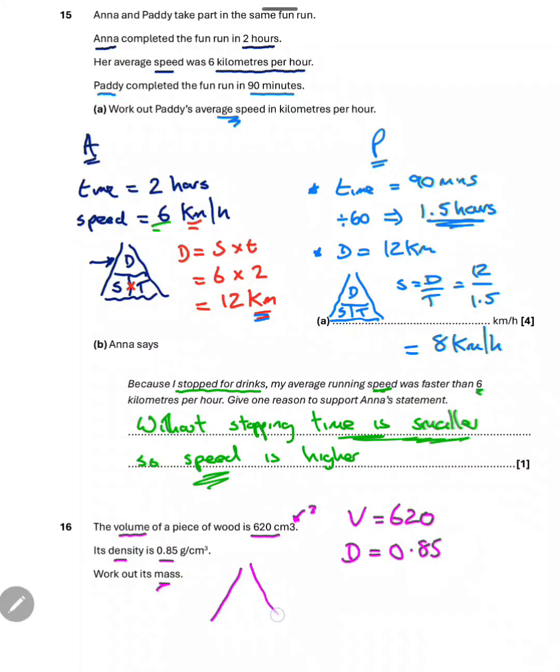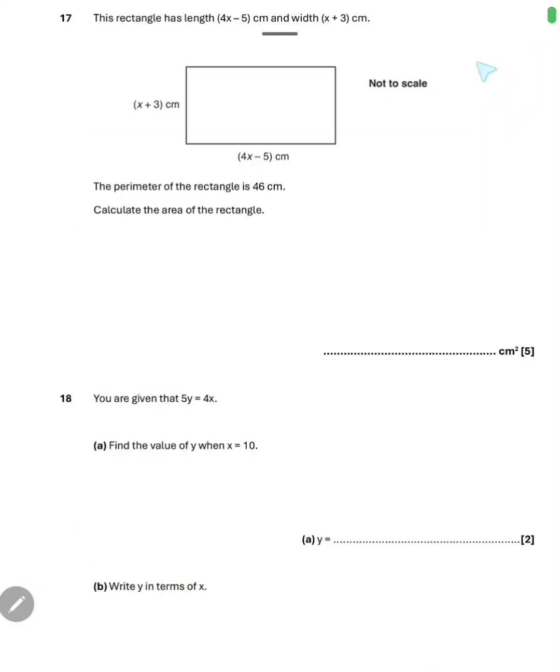This is a formula triangle. Again, compound measures. Density is mass divided by volume. We actually want the mass, which is this thing. And again, that's going to come from those bottom things times together. So the mass is the volume times the density, which is 620 times 0.85. And that comes to 527. And this is a grams question, so make sure you get your units there if you're not on the answer line.